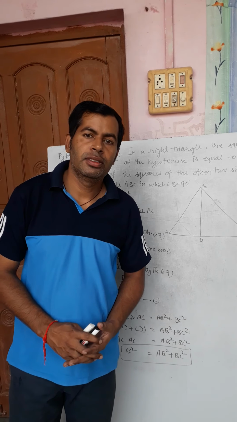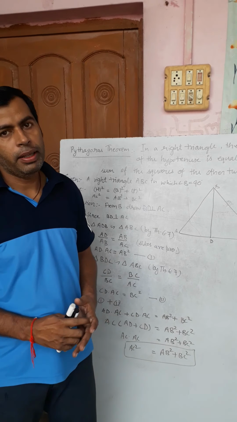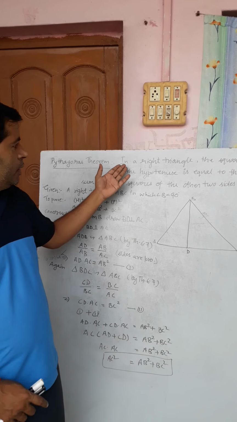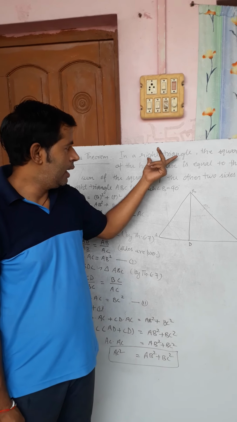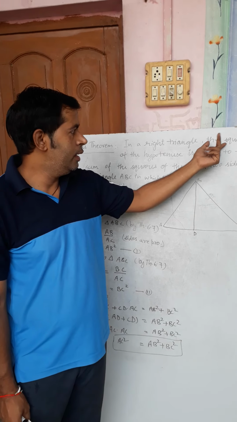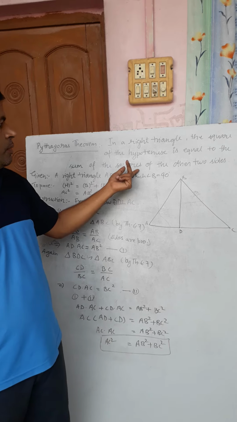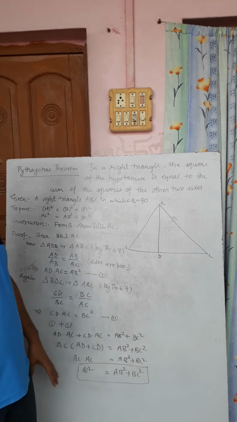Hello student, so we are going to learn Pythagoras theorem. So what is the statement? Pythagoras theorem, that is, in a right triangle the square of the hypotenuse is equal to the sum of the square of the other two sides.